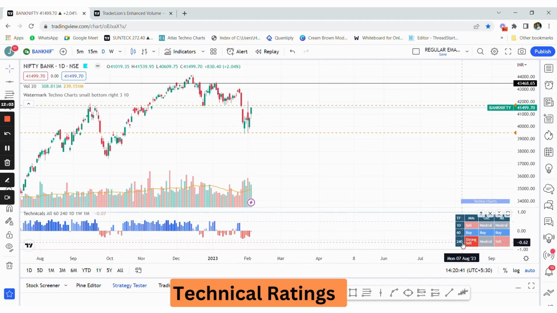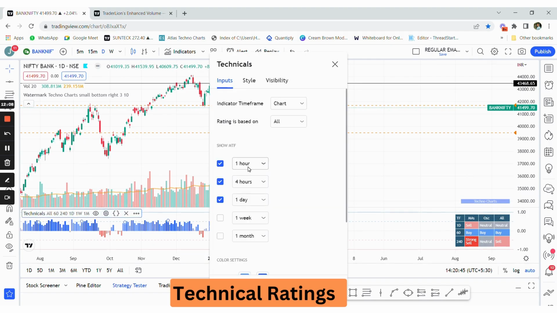If you see the 240-minute, basically the time frame that you have selected is 1 hour, 4 hours and 1 day, right? So if you are using the daily time frame, then it is not going to show you the 1 hour time frame analysis, because obviously on the daily time frame it will not calculate the 1 hour analysis. So it is showing me 1 day and basically 60 minute and 240 minute, right?